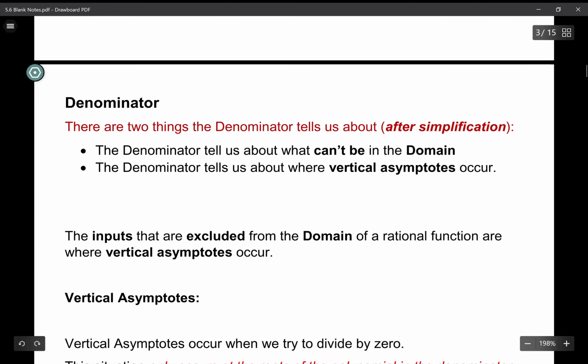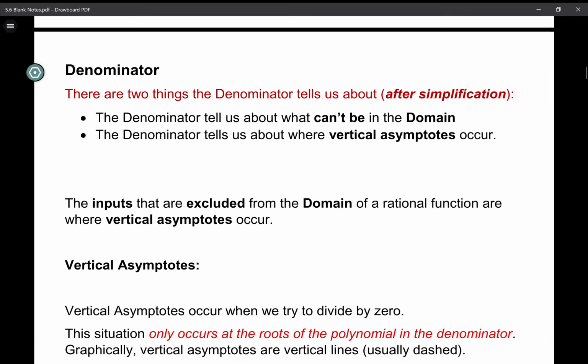Let's talk about what we need to learn from them. Well, the first thing we're going to focus on is the denominator. The denominator of the rational function tells us two things. It can tell us about the domain, and we've talked about this before, and it can tell us about the vertical asymptotes. The inputs that are excluded from the domain of the rational function are where the vertical asymptotes occur. So those are partners. If it's not in the domain, then there's going to be a vertical asymptote there.